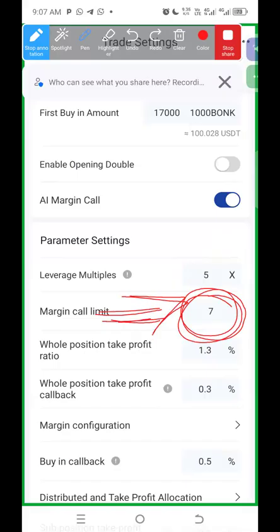This is an important part of your trading journey when it comes to risk management. Basically, the idea of the margin call is to ensure that the trader can be able to do what? Buy more, or the market keeps going against the person.